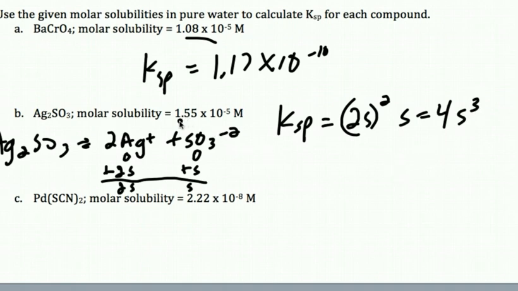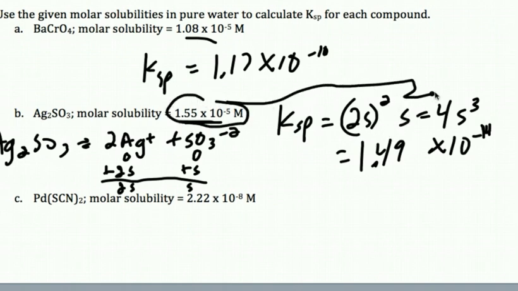If I plug in this solubility for my s, that is going to give me an answer of 1.49 times 10 to the negative 14th. So make sure you plug that in yourself. Make sure you check that I'm right. So that is the Ksp in this situation by taking 4 times s cubed, where this is s. So I'm plugging this in right there for s. Very similar situation here where we have palladium thiocyanate that is breaking apart.